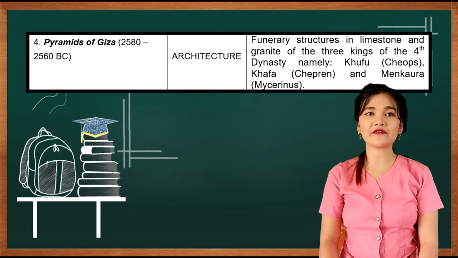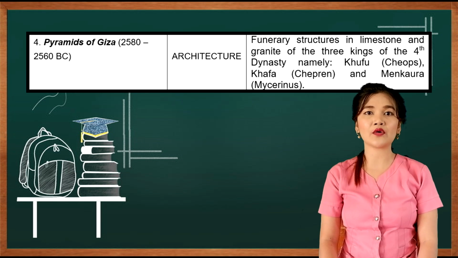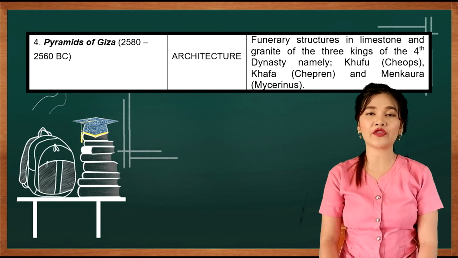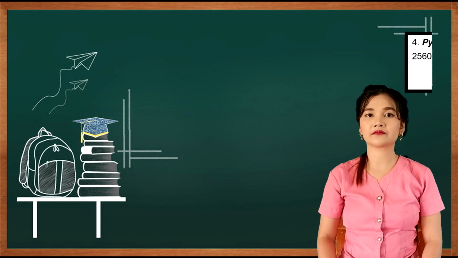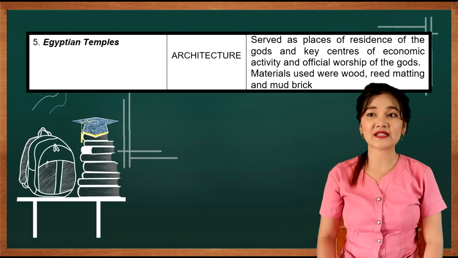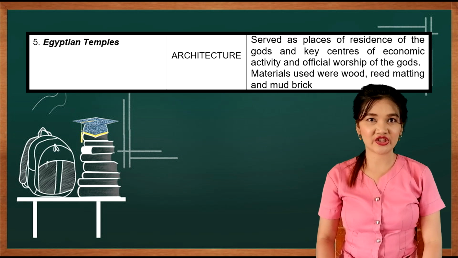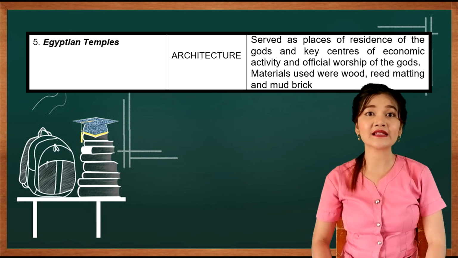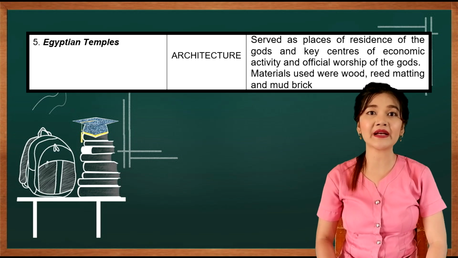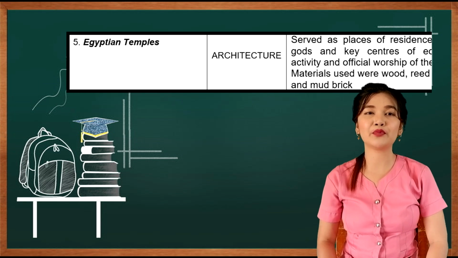2580 to 2560 BC. Art form: architecture. Funerary structures in limestone and granite of the three kings of the 4th dynasty, namely Khufu, Khafra, and Menkaure. Number 5. Egyptian temples. Art form: architecture. They served as places of residence of the gods and key centers of economic activity and official worship of the gods. Materials used were wood, reed matting, and mud brick.